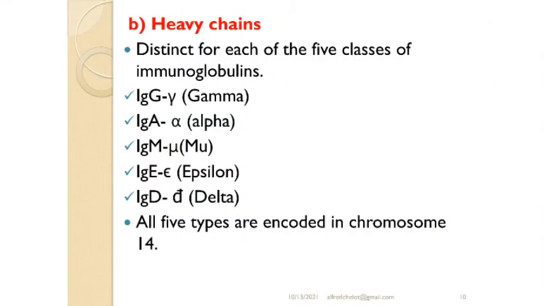Moving on to the heavy chains. Heavy chains are distinct for each of the 5 classes of immunoglobulin. So each immunoglobulin will have its own heavy chain. For example, immunoglobulin G will have the gamma, immunoglobulin A will have alpha, immunoglobulin M will have mu, immunoglobulin E will have epsilon, and immunoglobulin D will have the delta. But all the 5 types of heavy chains are encoded on chromosome number 14.